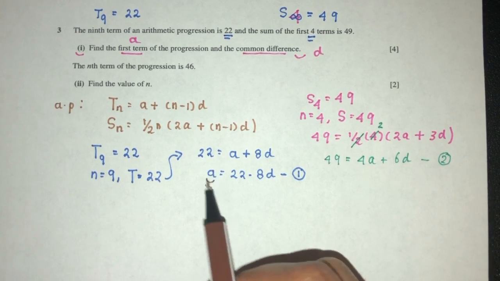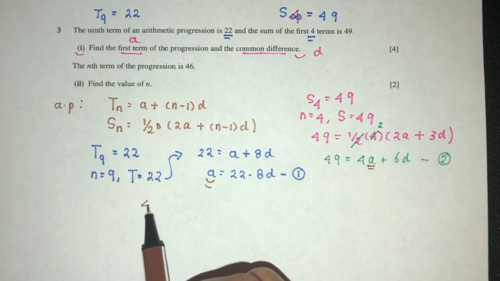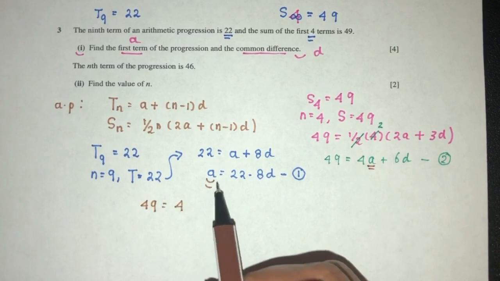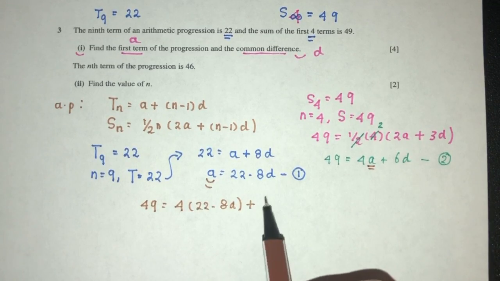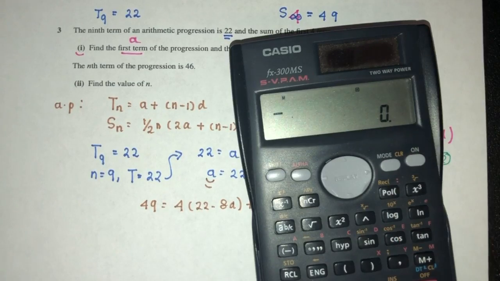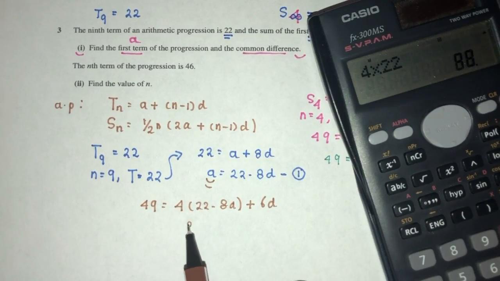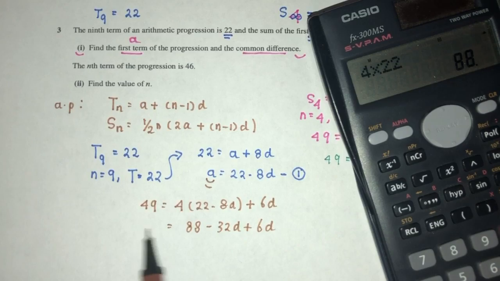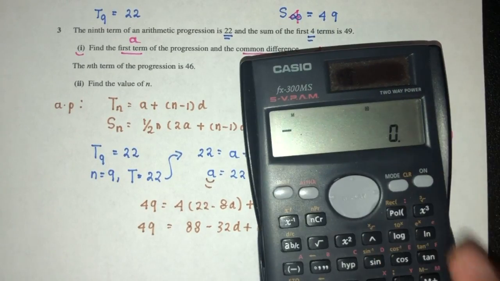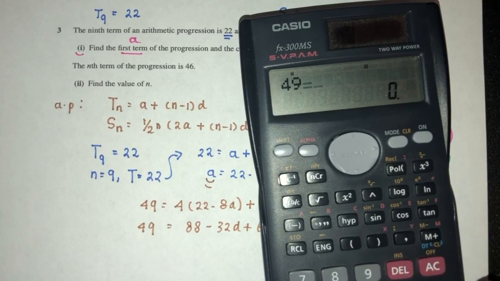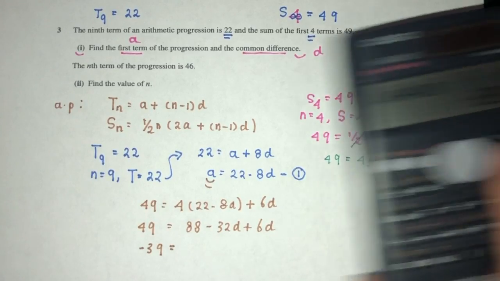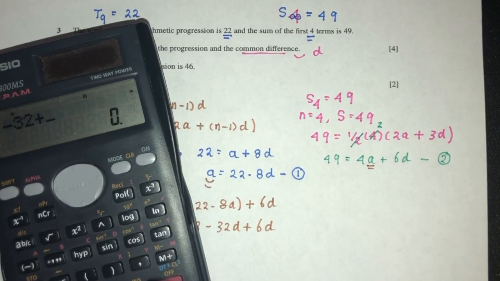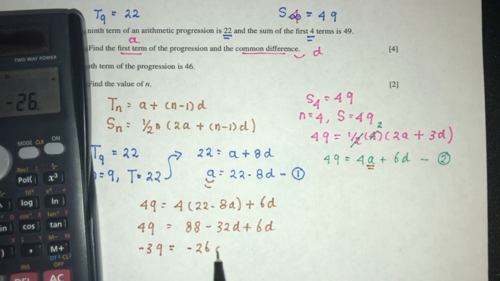Here we have a. We can replace a here, right? You will have 49 equal to 4 times a, but now a is also equal to 22 minus 8d, plus 6d. Expand. Let's see what we have. 4 times 22 is 88 minus 32d plus 6d. That will be 49. Let's simplify. So 49 minus 88 should be minus 39, equal to minus 32d plus 6d, that should be minus 26d.